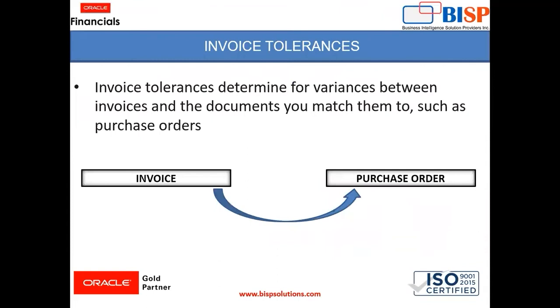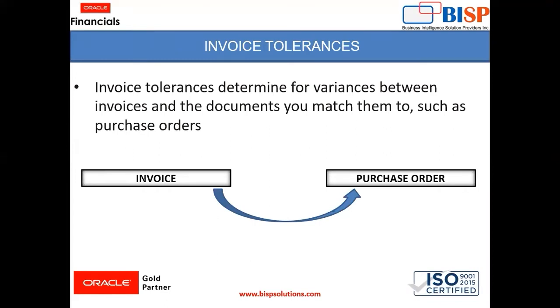So it determines variances between invoices and the documents you match them to, such as a purchase order. In simple language, it calculates a variance between the invoice and purchase order, and a range is determined up to which this variance is allowed.